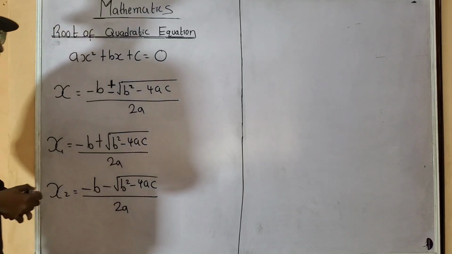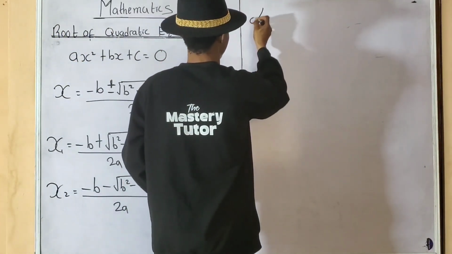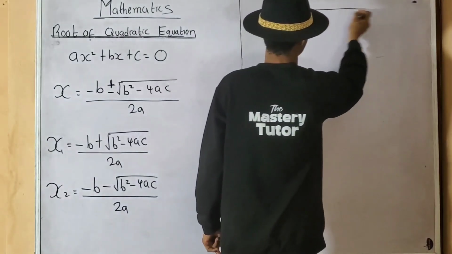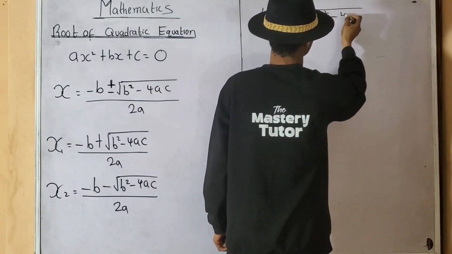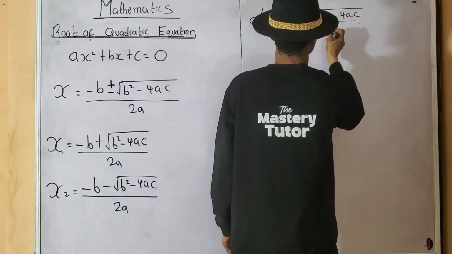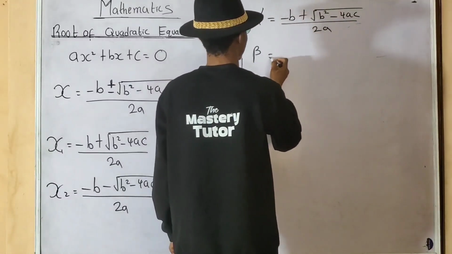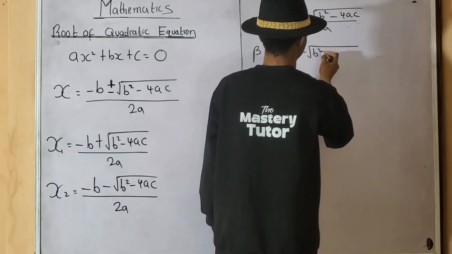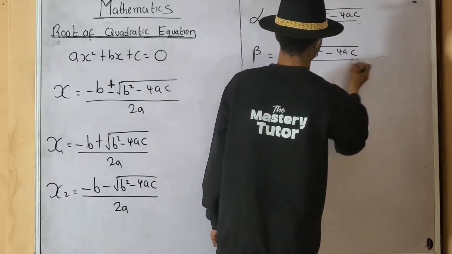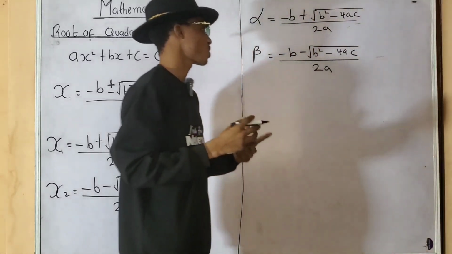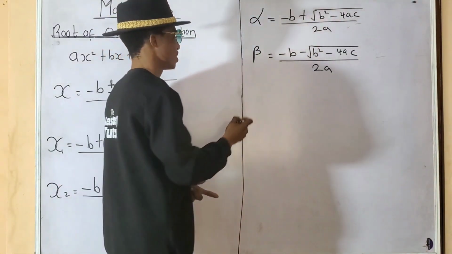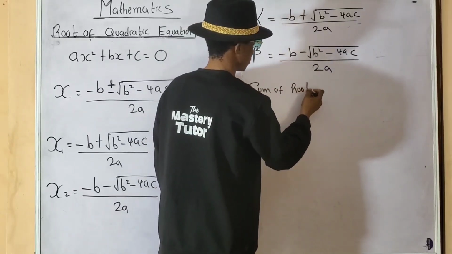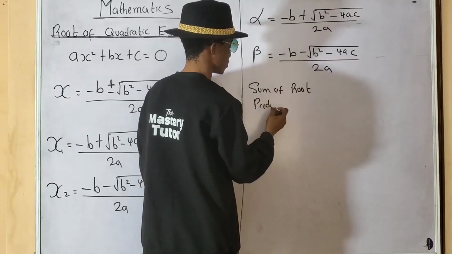Are you following? Okay, let's say alpha equals (-b + √(b² - 4ac)) / 2a, and then beta equals the other root, which is (-b - √(b² - 4ac)) / 2a.